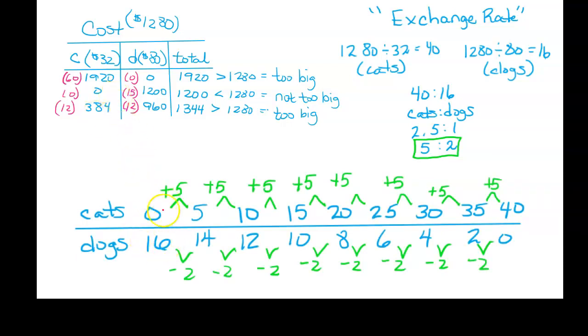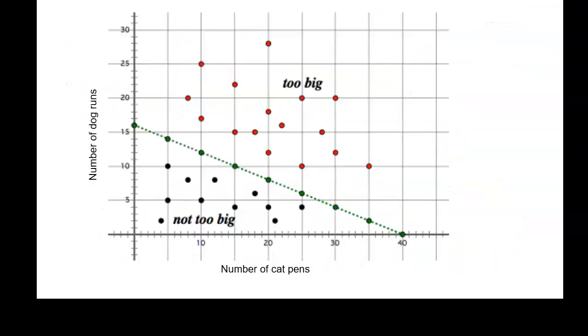this is starting out with all dogs and no cats. For every 2 dogs that we take away, we're adding 5 cats. And so these would represent the combinations of cats and dogs that would be just right. And this is what it would look like if we were to graph them.